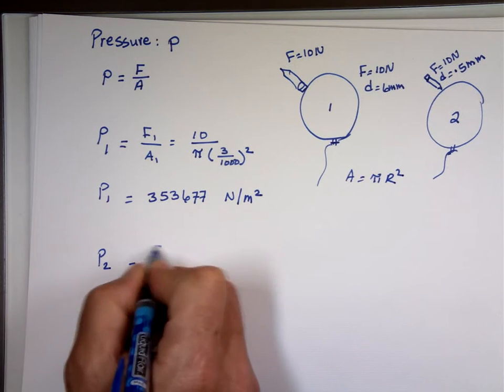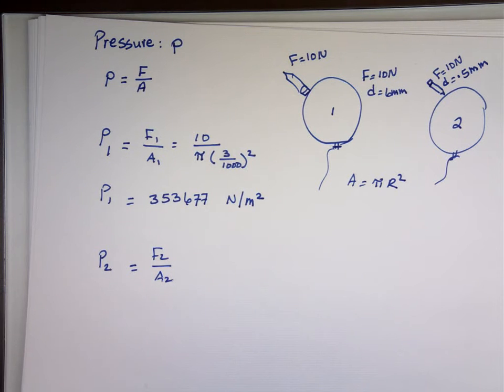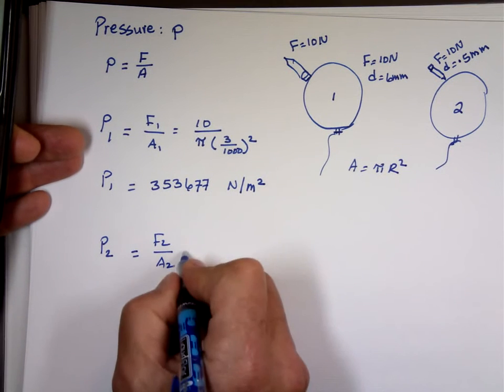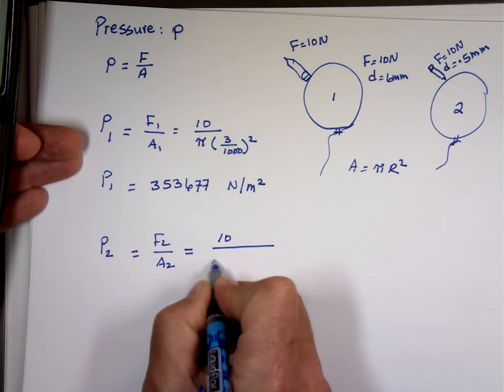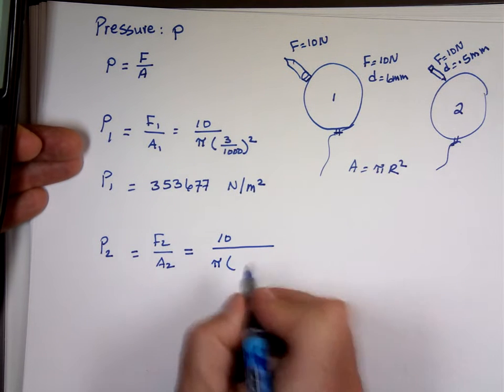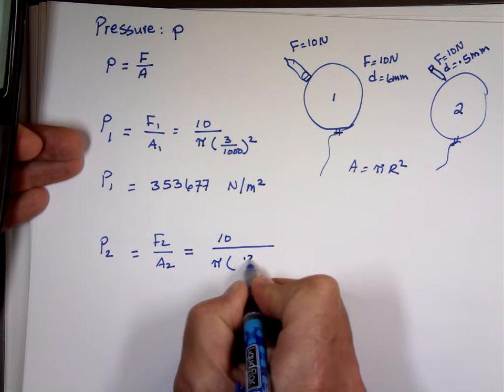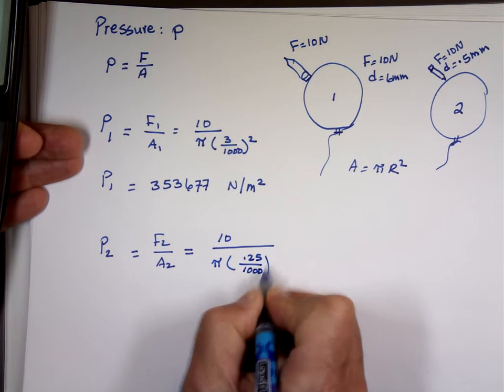Let's see pressure 2 now: force 2 divided by area 2. When you flip that pencil to the sharp edge, wait till you see the pressure on that now. It's 10 divided by pi, and r here is 0.25 divided by 1,000, squared.